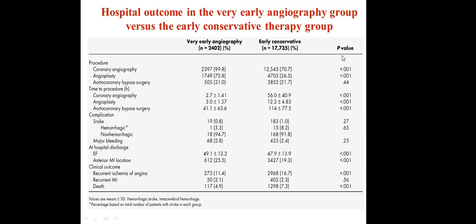If we look at the last line of this table, we'll see that mortality, again, as I showed in the first slide, was lower in the early angiography group, 4.9% versus 7.3%, with a highly significant p-value. But we know that there's some selection bias, so how can we adjust for that? Of course, we could adjust for all those variables in multiple regression. We'd be doing that forever.